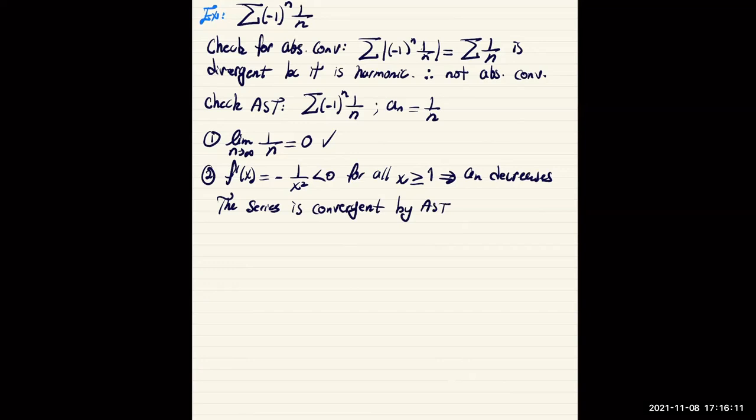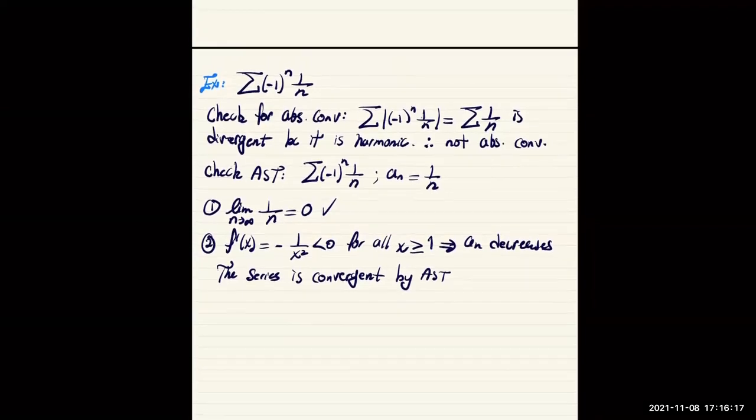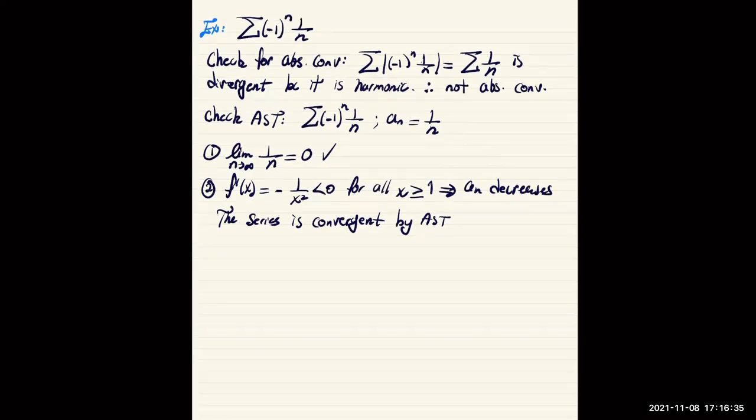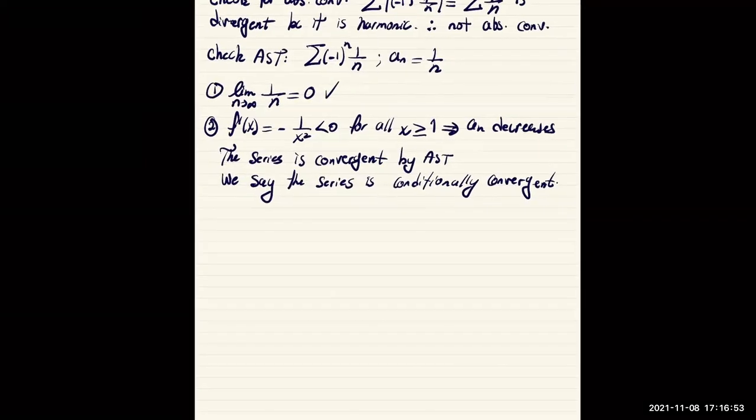So what do we got? We got a series that doesn't converge absolutely. It's not absolutely convergent, but by AST, it is convergent. In this scenario, we say that the series is conditionally convergent. We have absolute convergence. We have conditional convergence.